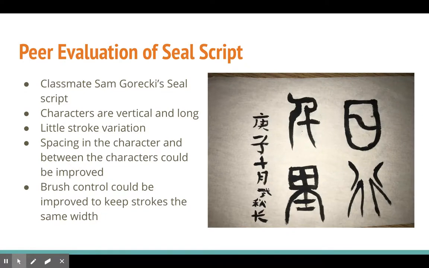This is my classmate Sam's seal script. Here you can see his characters are long and vertical with little stroke variation. What could be improved upon is the spacing between the characters. Brush control could also be improved upon to keep the strokes the same width.